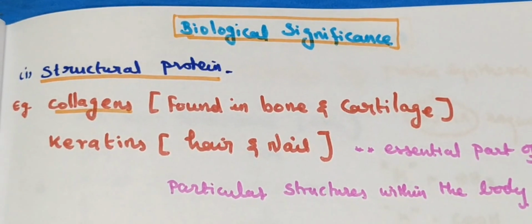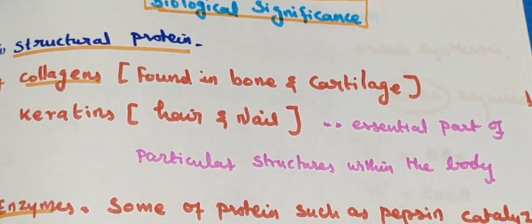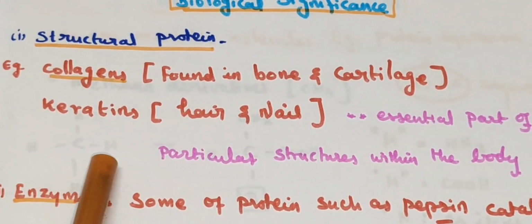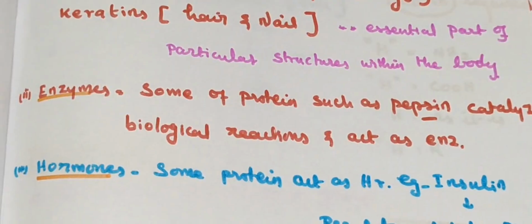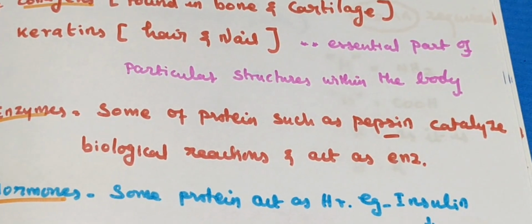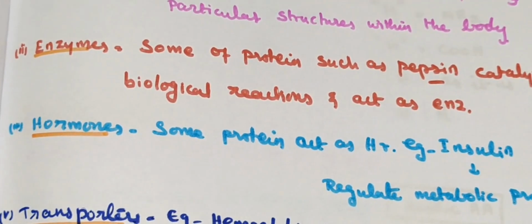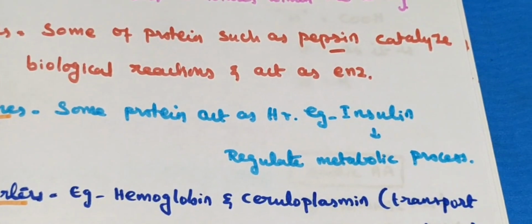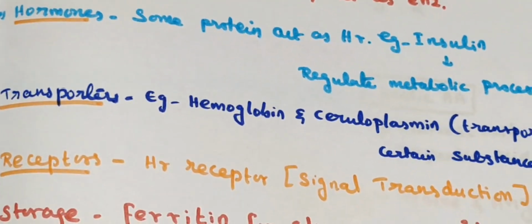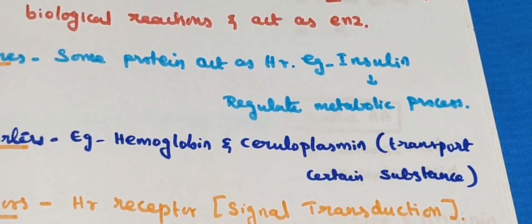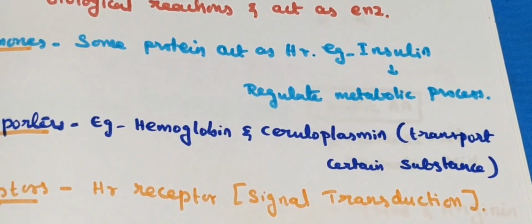Last one is biological significance. Structural proteins provide structure. Example collagen, found in our bone and cartilage. Keratin is present in hair and nails, an essential part of structure within the body. Then enzymes: some proteins such as pepsin catalyze biological reactions and act as enzymes. Then hormones: some proteins act as hormones. Example insulin regulates metabolic processes. Then transporters: some proteins transport components. Example hemoglobin transports oxygen.